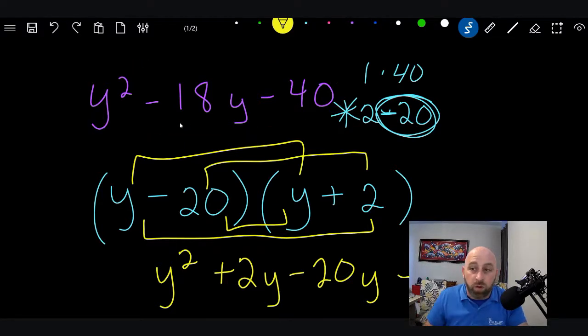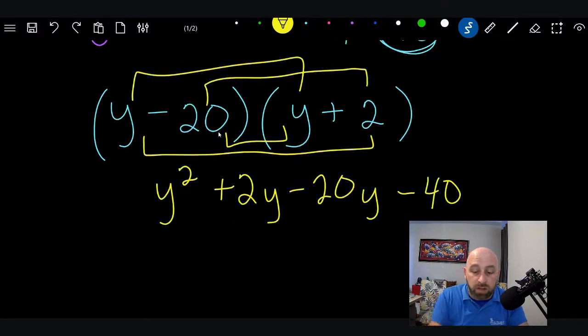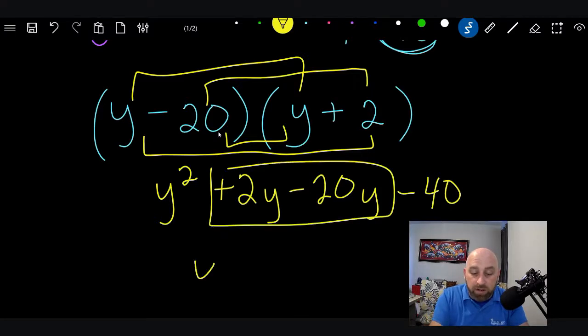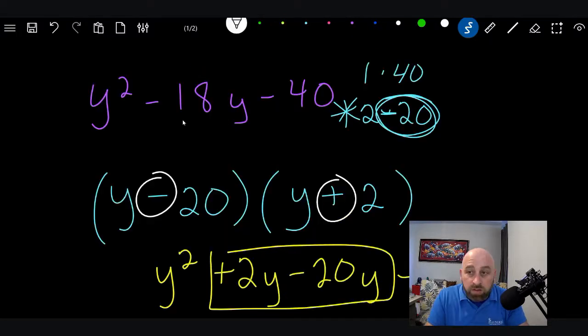This is what we want this to look like when we're done foiling. So now we combine our middle terms and we get y squared minus 18y minus 40. Our sign matrix told us that this was going to be a negative and a positive, and it also told us that this negative was going to be bigger. So that helps us out a lot.